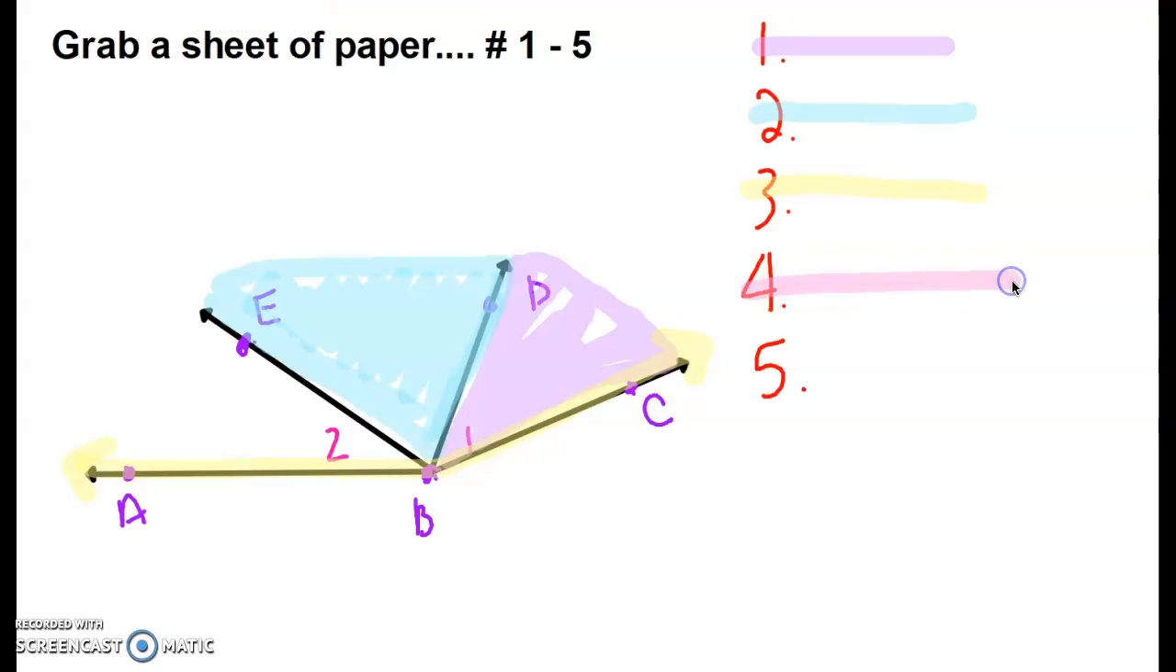Okay, number 4, this pink angle over here on the left. So go ahead and label that angle for number 4. And then last but not least, what I would like you to do is label this angle for me.